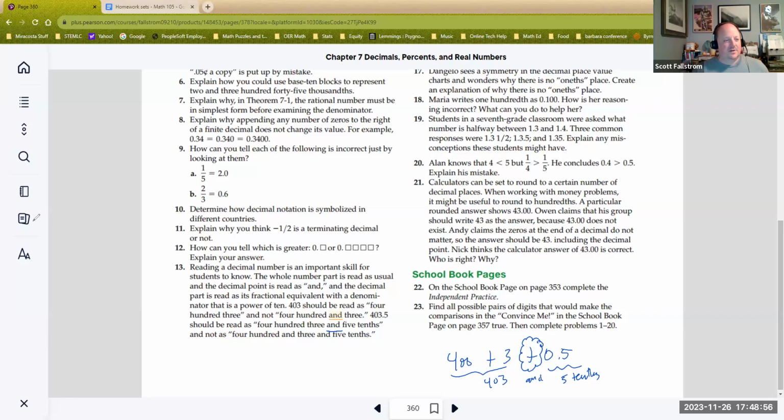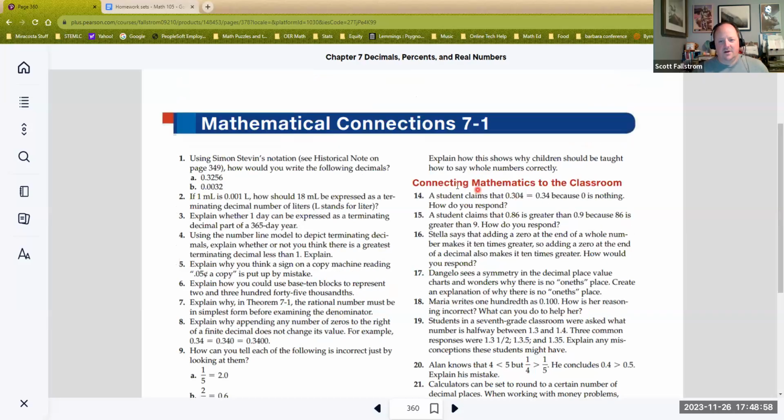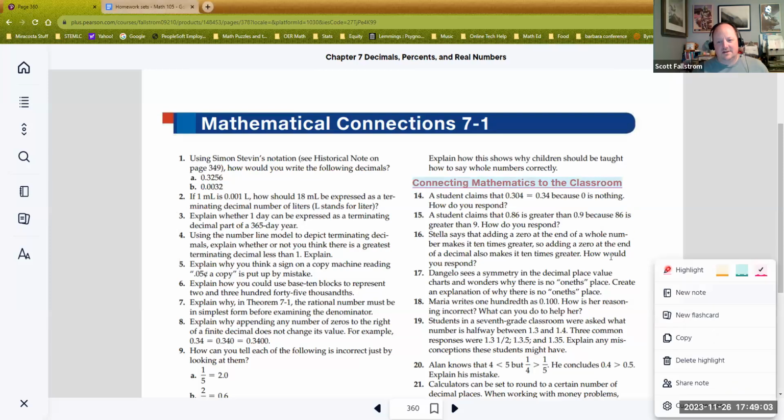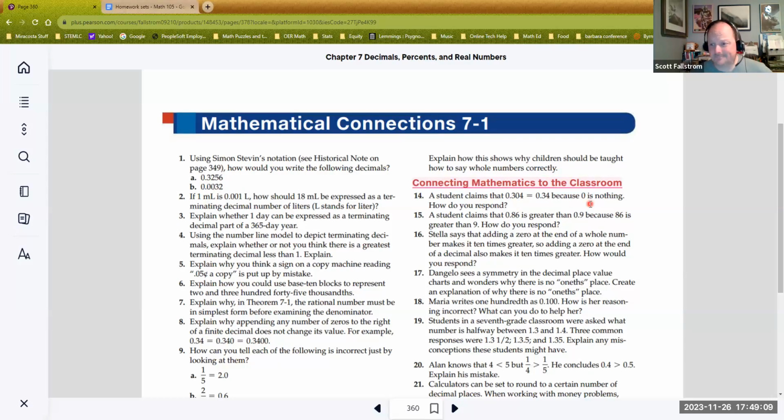Let's move up a little bit here. Take a look. What else do we have here? Connecting math to the classroom. We get the students again. So here come the students. A student claimed that 0.304 is equal to 0.34 because 0 is nothing. 0 is nothing. How do you respond? Hopefully you're not in that same boat, but hopefully you can explain to them why 0 may not always be nothing.